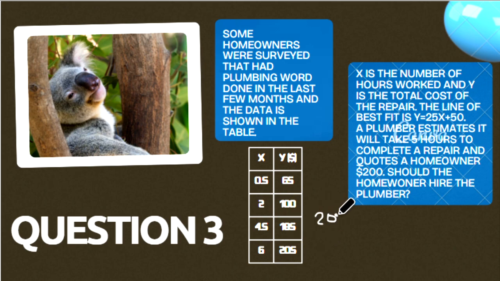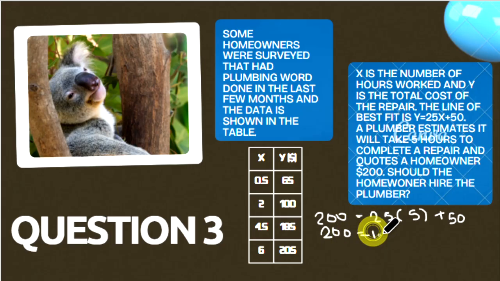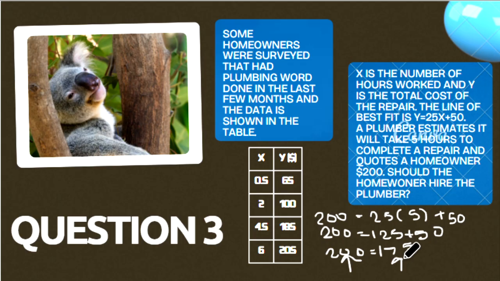If we have 200 is equal to 25 times 5 hours, that's our x, plus 50. We're going to see if they're getting a good deal or if they're getting ripped off. So the 200 we're going to leave alone, equals 25 times 5 is 125, plus 50, which then gives us 200 is equal to 175. So he says he's going to charge him $200 when if they paid the hourly rate, they'd only have to pay 175. So should they hire him?